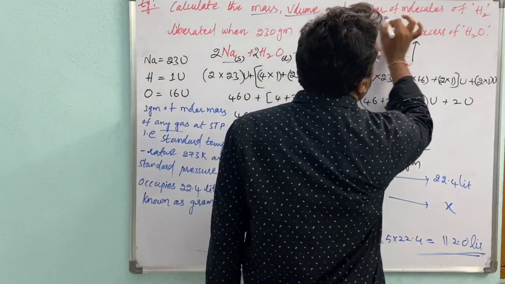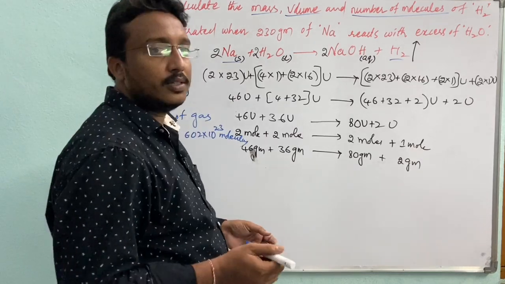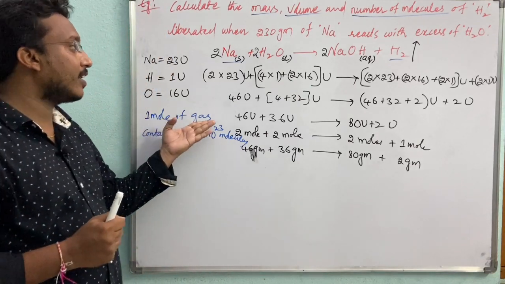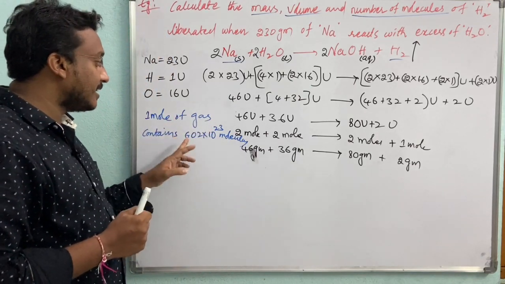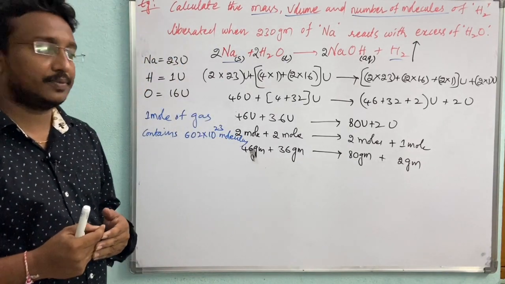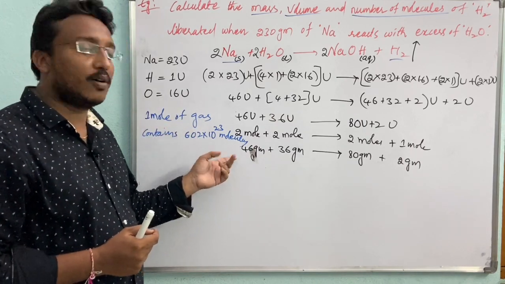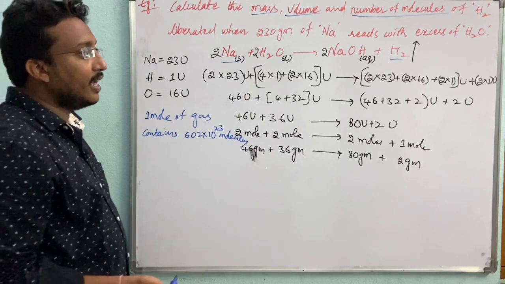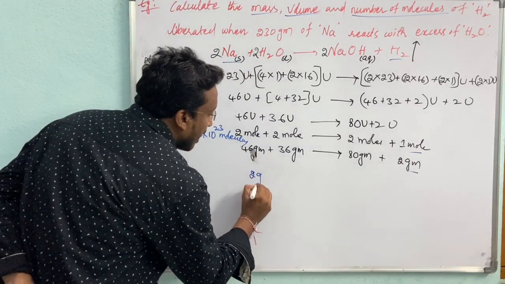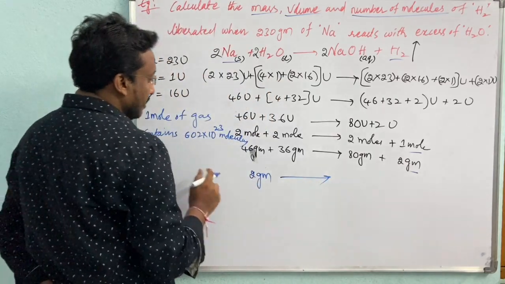Next we have to find the number of molecules. Here we know that 1 mole of gas contains 6.02 into 10 to the power of 23 molecules, right? Here 1 mole means 2 grams of hydrogen. That means 2 grams of hydrogen contains how many molecules?